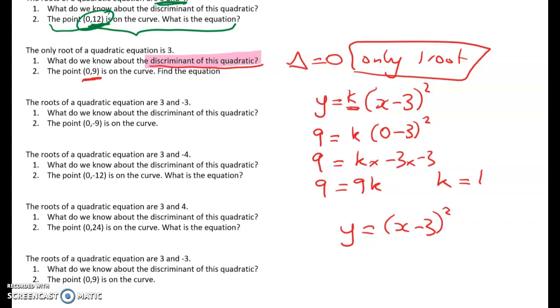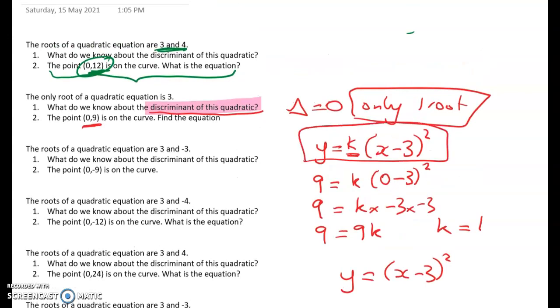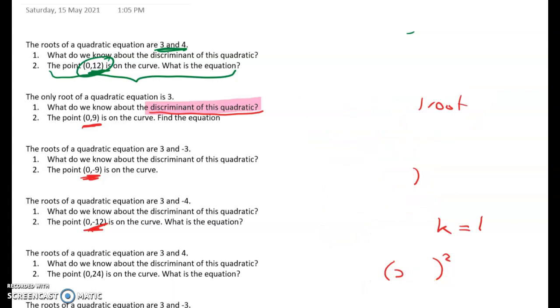Right, I want you to pause the video now and try to do the next 3 questions using this method. So work out something about the discriminant, then write an equation and leave your scale factor in there as k. Use the point to solve for the value of k. And then unpause the video and I'll go through these other questions quickly and show you the graphs.